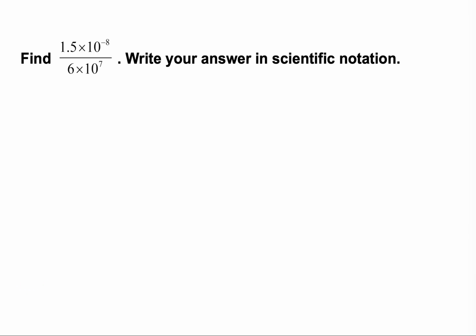All right, let's try this one. Find 1.5 times 10 to the negative 8 divided by 6 times 10 to the 7th. Write your answer in scientific notation.